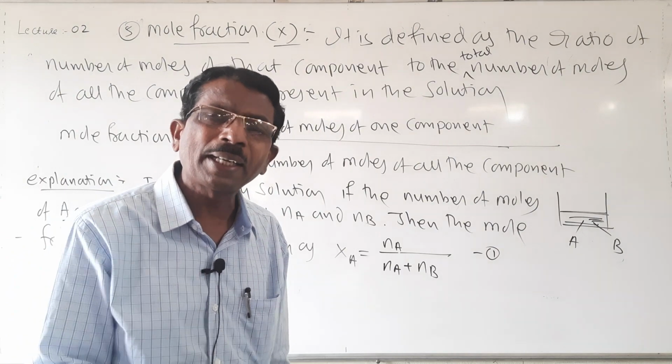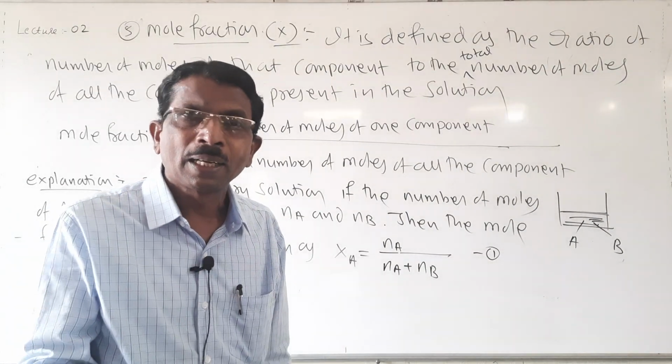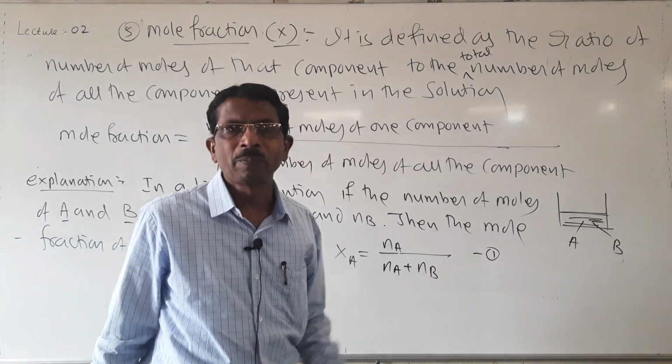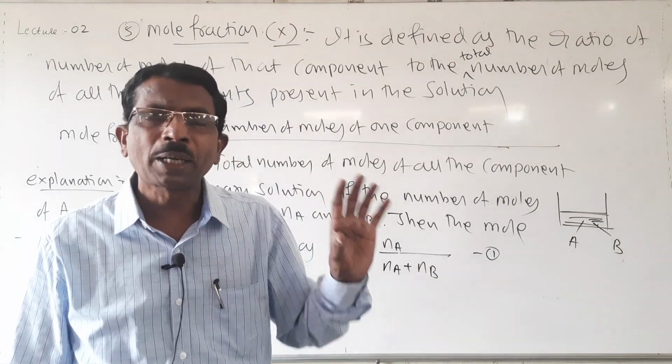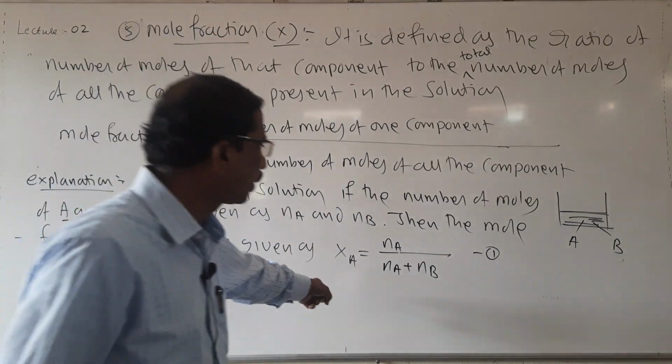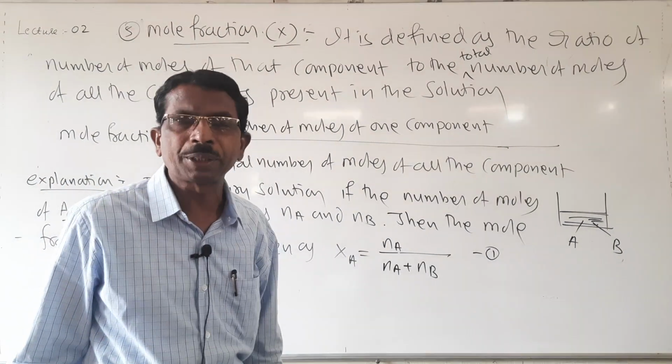And if the solution contains three components A, B, C, then Na divided by Na plus Nb plus Nc. So we determine the mole fraction of one component by dividing by all the components present in the solution.